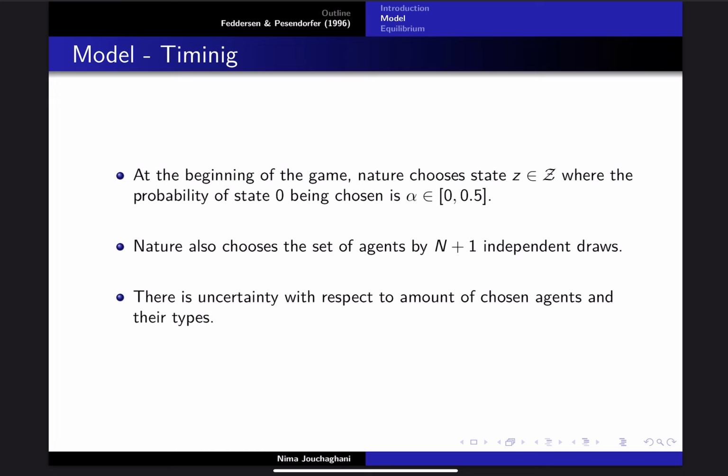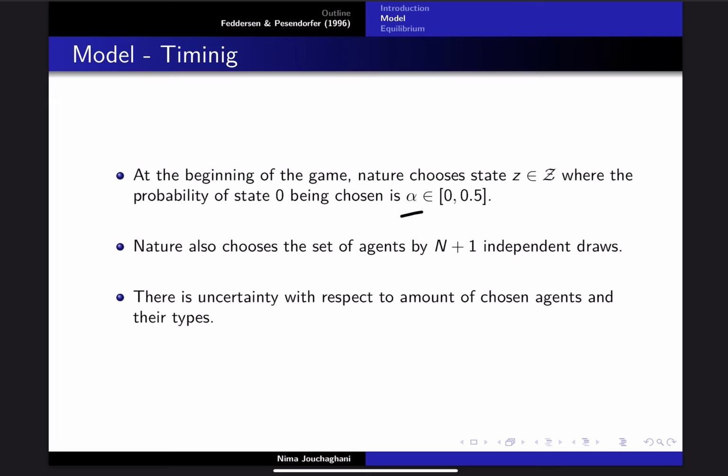So let us talk about timing. At the beginning of the game, nature is choosing the state, and the probability of state 0 being chosen is alpha, and alpha is between 0 and 0.5. This is without loss of generality. It could also be higher; it's just made for simplification.